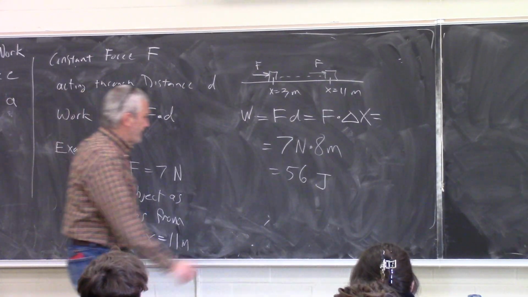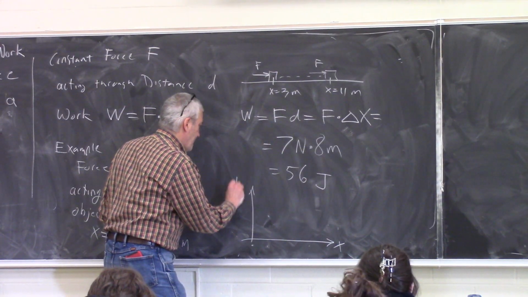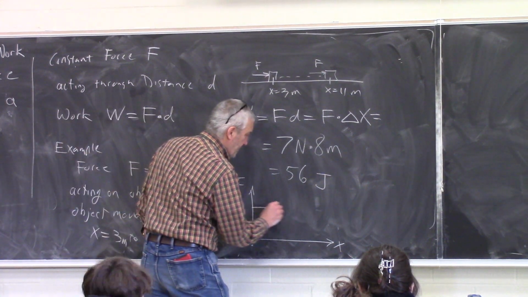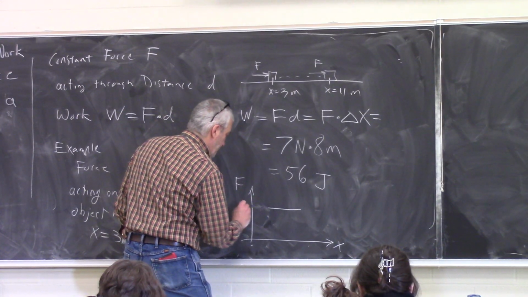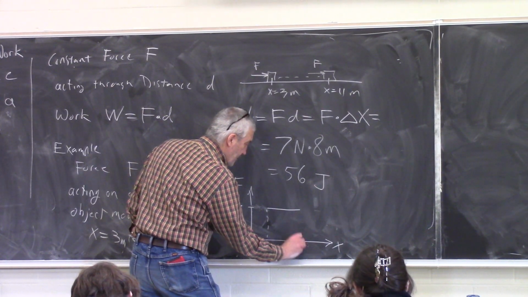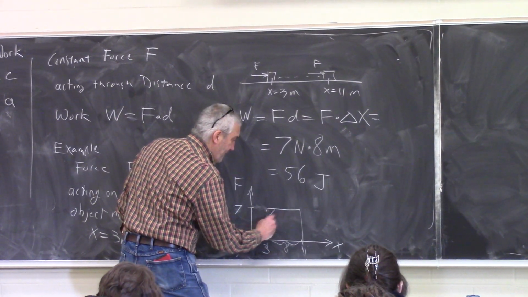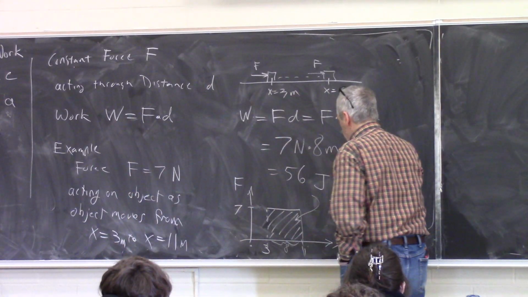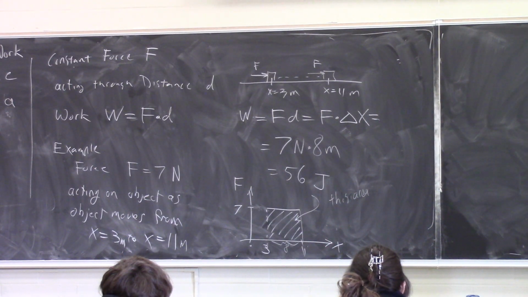Now if I make a picture of this, I could graph the force as a function of x. Well, the force is constant, so the force is just the number 7. And we move the object from 3 to 11, so there's our distance of 8. And so that number 56 is this area. Okay, so that seems simple enough.